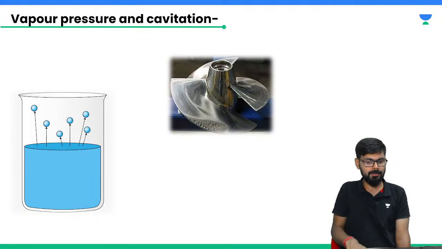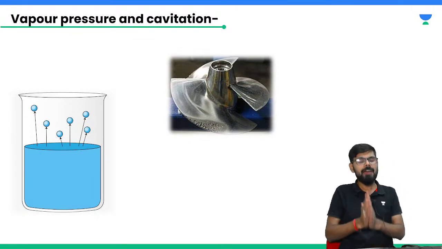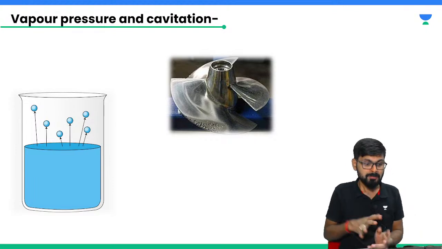Now next property we are going to talk about. Next property I am going to talk about, that is vapor pressure and cavitation.